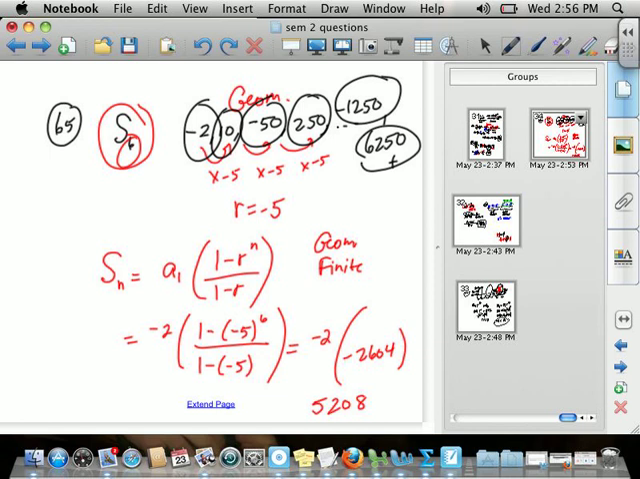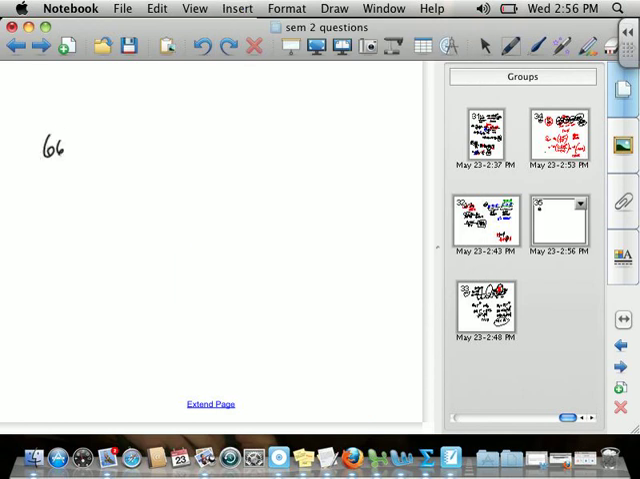Number 66. He said if no one else is going to ask, he's going to ask. So it said find the sum of the first 7 terms of 10, 5, 2.5, etc. So what's your common ratio in this case? 1/2, right? Each time you're multiplying by 1/2.